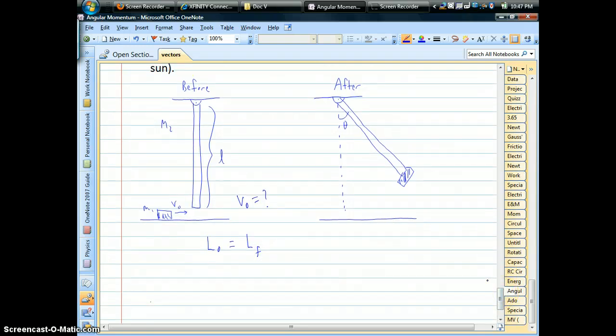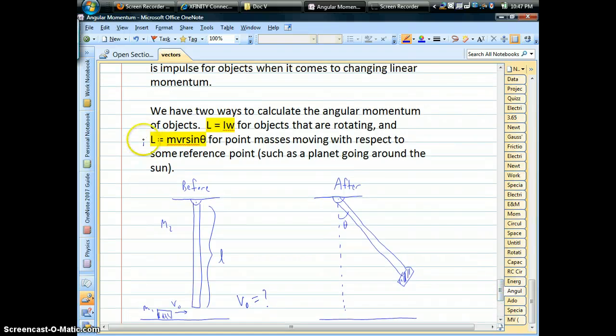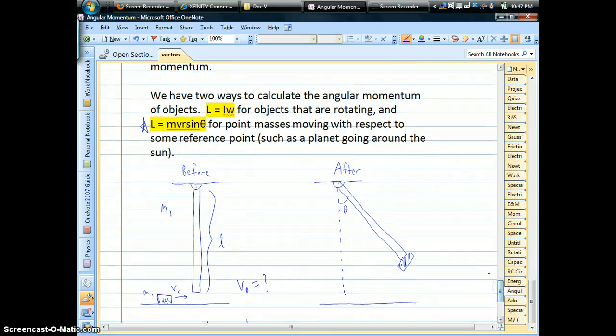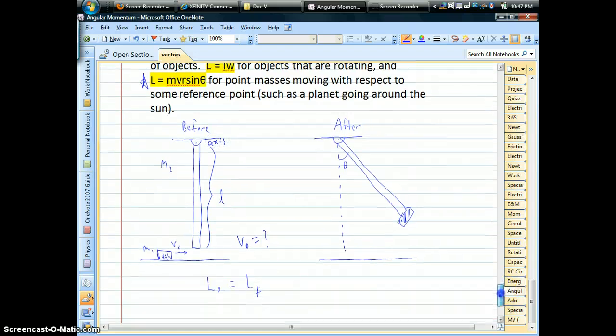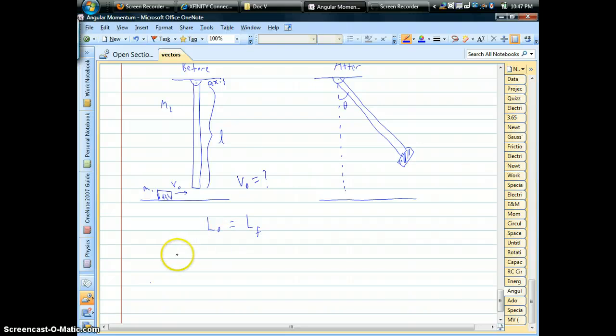In this case, we've got the block coming in. That's the only thing moving. So we want to make use of this definition. It's a point mass moving in a straight line, but relative to the axis of rotation, which is up here at the hinge, we can define an angular momentum. So that's going to be the mass of the block times its initial speed, whatever that is, times the distance from the axis. That's going to be the length of the stick, and it's sliding at a 90 degree angle between the line of motion and that radius line.